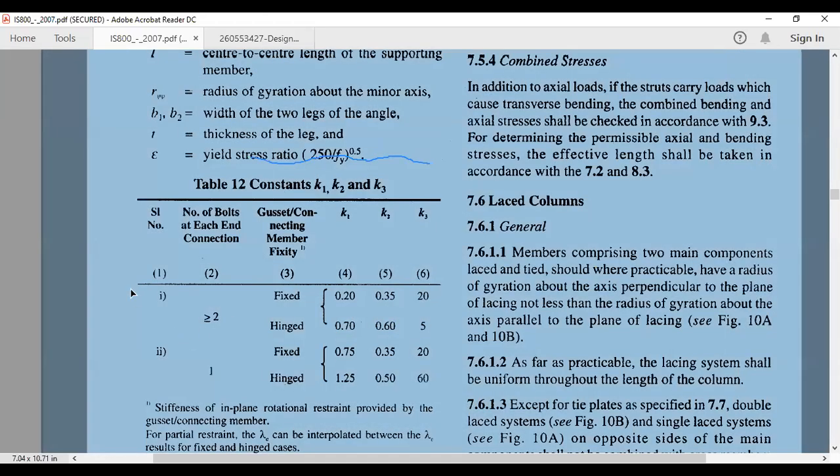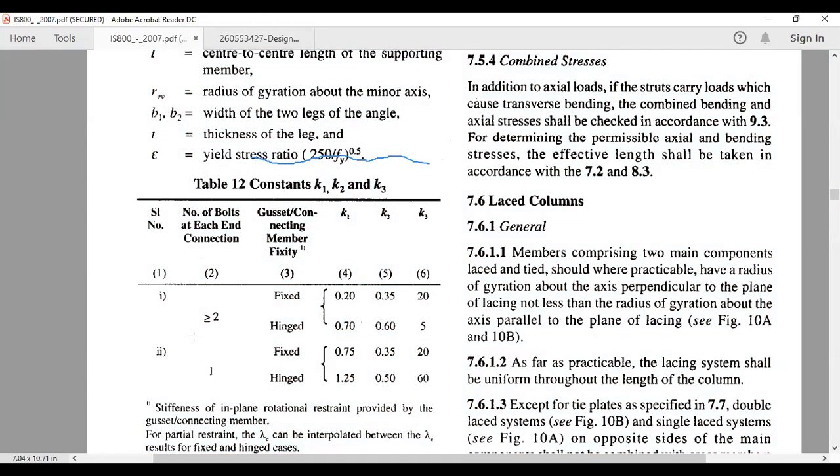So the condition we choose is the number of bolts being 2 or more, and the end condition kept as hinged, because that is the worst condition. When fixity is increased, the member can support more load. But as the fixity reduces, if we move towards the hinge condition, the load carrying capacity of the member goes on reducing because it tends to buckle when you have a hinge condition at the end.